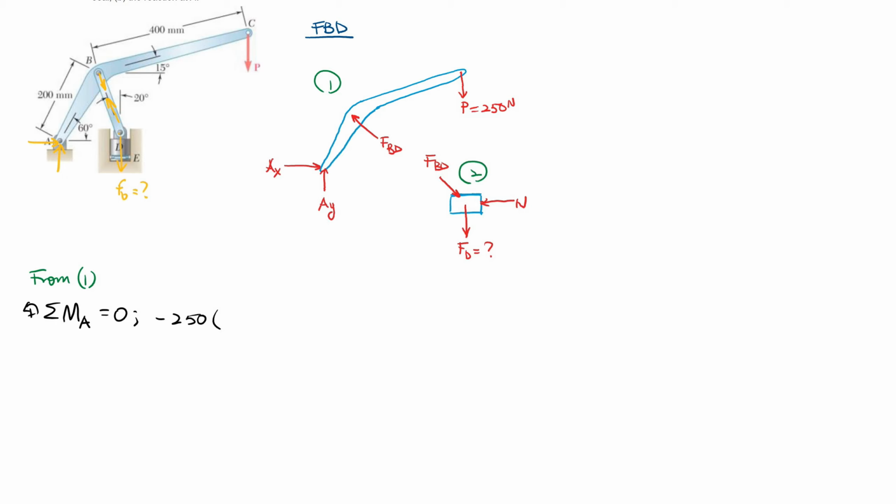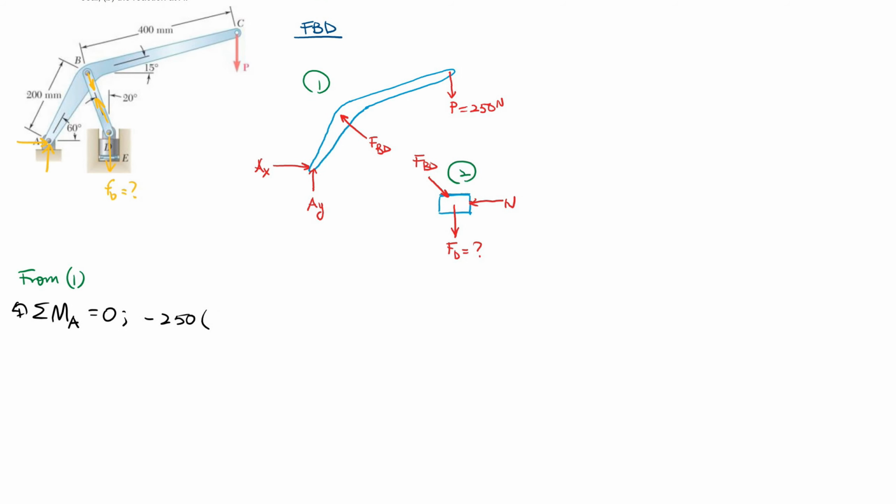So we have 400 cosine 15 degrees, and that same force P, 250, going about, multiplied by 200 millimeters times cosine of 60 degrees, and that's from right here. So we're looking at the vertical component and the horizontal component of BC. We're also looking at the horizontal distance between A and B, and that's what P is moving about point A.